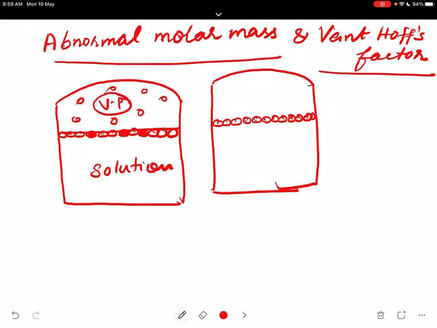When we put the solute, suppose 3 solute molecules are present. That's why the vapor pressure decreased here, because some of the surface area is covered. But suppose each solute molecule is getting broken into 2. You can consider it like masoor dal, orange colored dal, which gets split into 2. So this got split into 2.